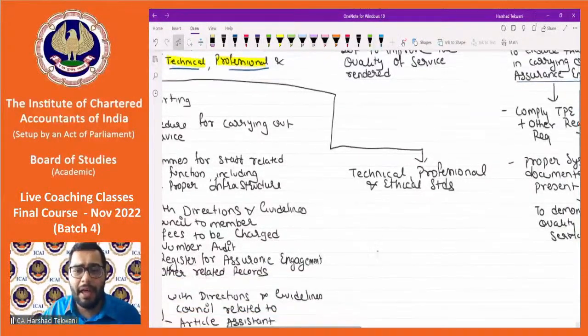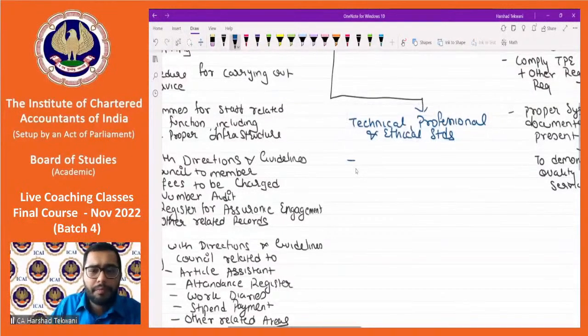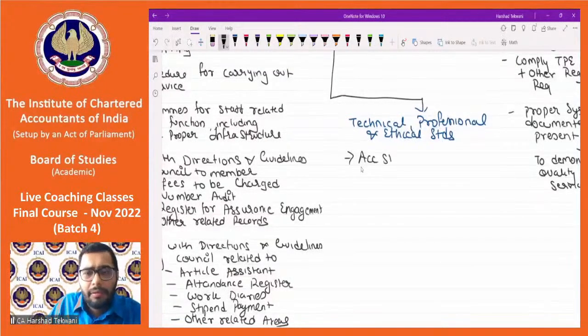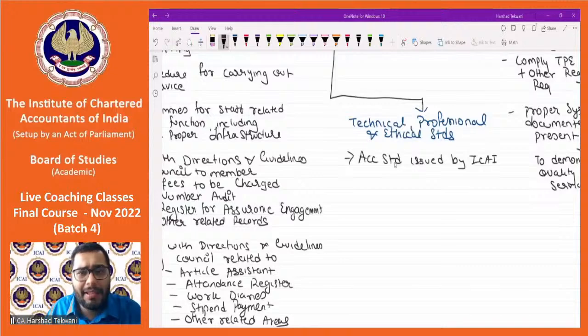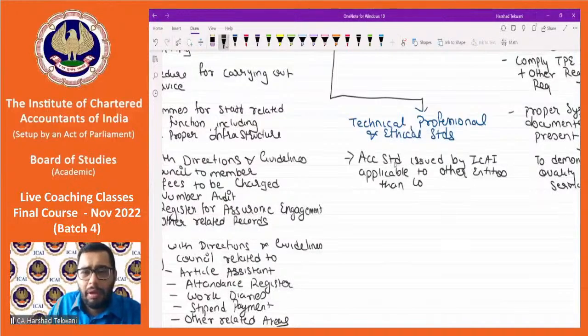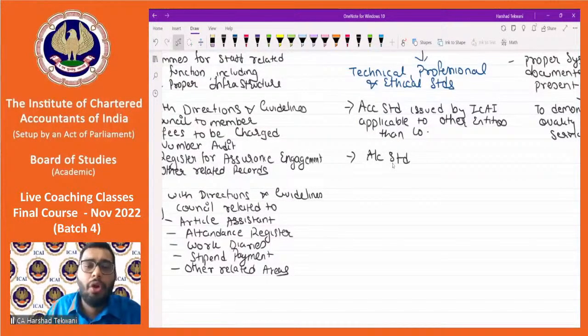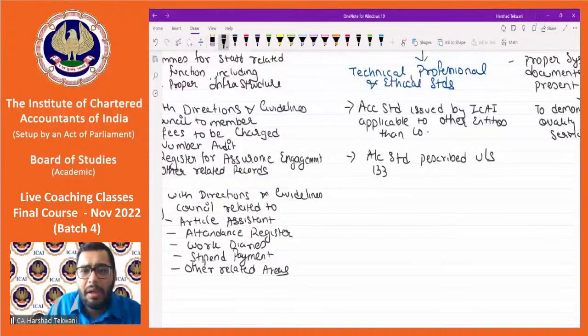Now, what are the things which are covered under the category of technical, professional, or ethical standards? So, first, accounting standards issued by ICAI, applicable for entities other than companies. Now I'll say why the company is excluded. The reason is that for companies there is a separate regime: accounting standards notified, or prescribed, under section 133 of the Companies Act.